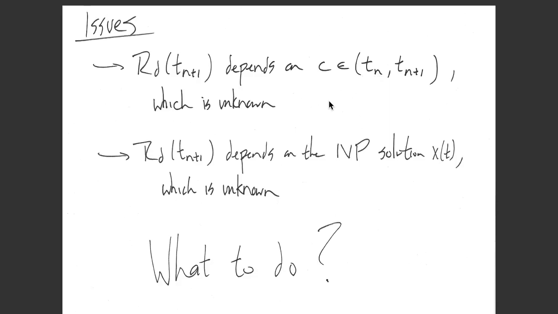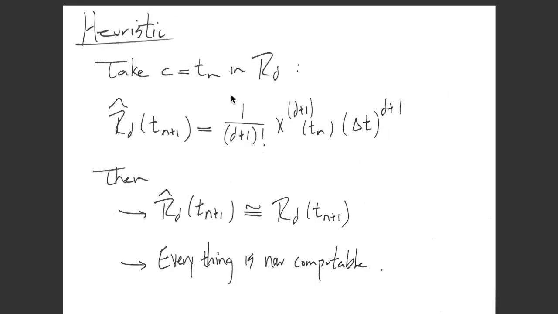Since we know the current time, let's just use that as an estimate of c, and then plug that into the Taylor remainder formula. So I've just replaced c by Tn here, and let's call that our estimated remainder. I'm using an R hat here to denote an estimated remainder.